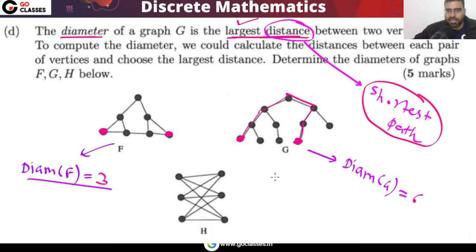And for H, what is the diameter of H? That is very simple. From here to here, you can go in a path of 2. So the answer will be 2. The diameter will be 2. For H, the diameter is 2. Okay, so this is the concept of diameter.